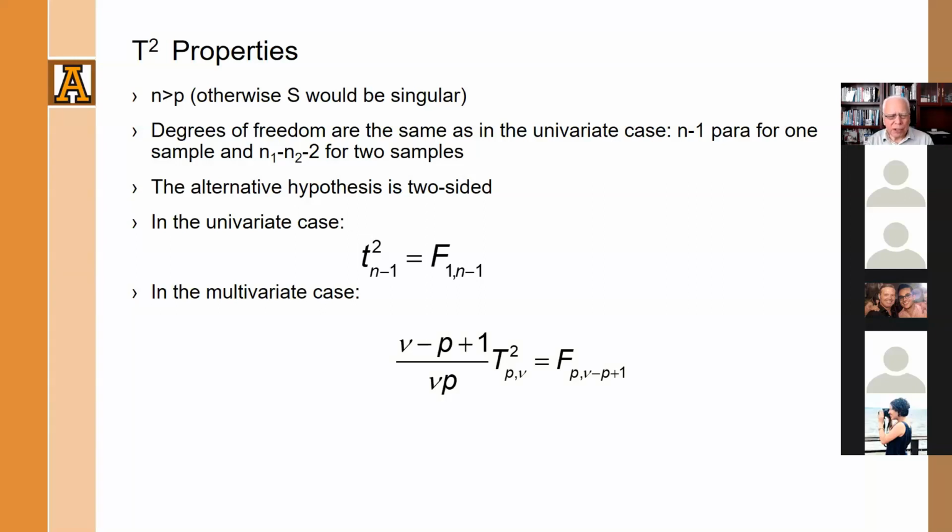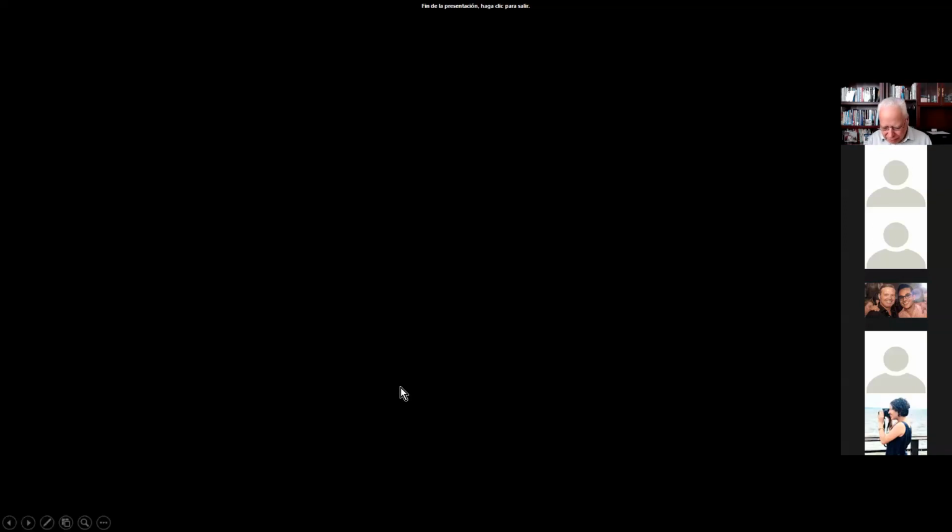We will not dig into the theory of this, but there's some equivalence. There are some things that are very similar when you go from the univariate case to the multivariate case. In the univariate case, a t-square is an F. In the multivariate case, a Hotelling T-square will also be an F. That's about it for the theory in general for the multivariate distributions.